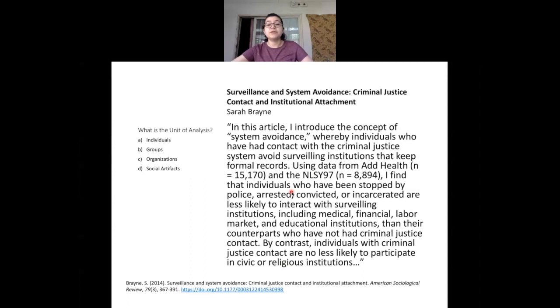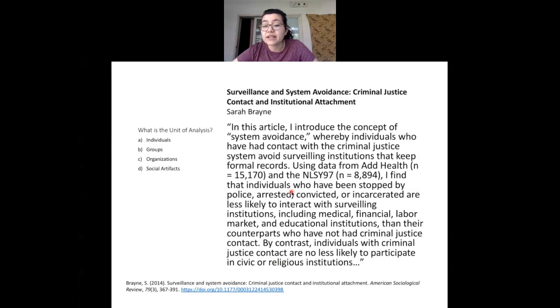So this is Sarah Brain. She's a great younger professor and scholar, and she's done a lot of cool work. She developed this theoretical idea of system avoidance, right? So the title is Surveillance and System Avoidance, Criminal Justice Contact and Institutional Attachment. In this article, I introduce the concept of system avoidance, whereby individuals who have had contact with the criminal justice system avoid surveilling institutions that keep formal records.